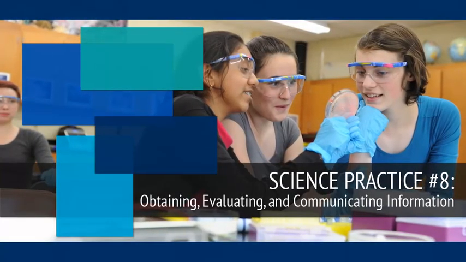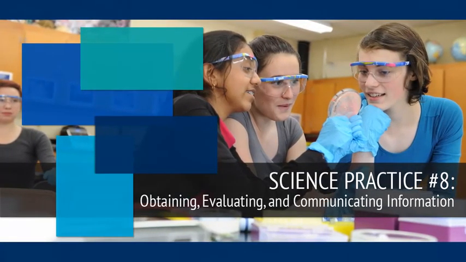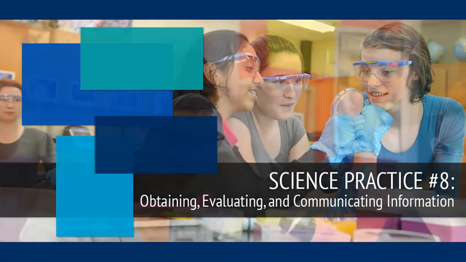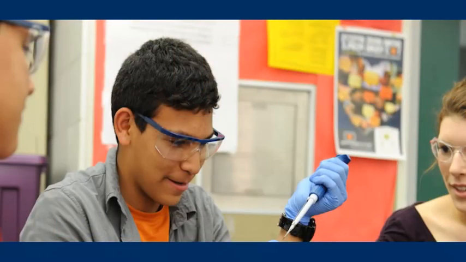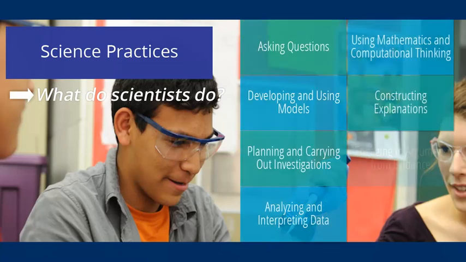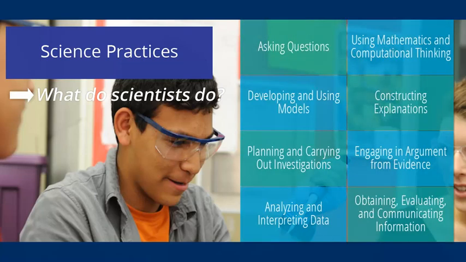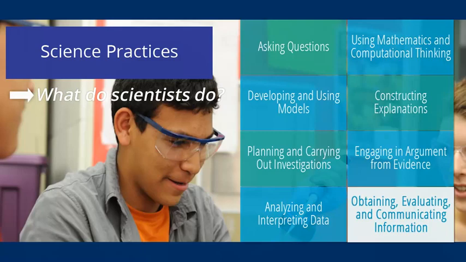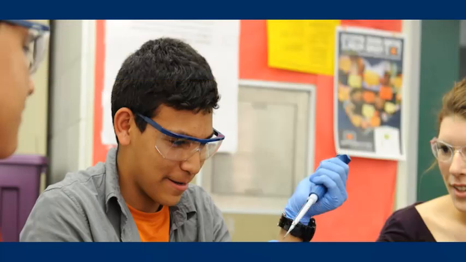Science Practice Number 8. Obtaining, Evaluating, and Communicating Information. The Next Generation Science Standards outline 8 essential practices that are based on an analysis of what professional scientists do. By engaging in these practices, students gain an understanding and appreciation of important scientific concepts, skills, and discoveries. Here we explore practice number 8, obtaining, evaluating, and communicating information.